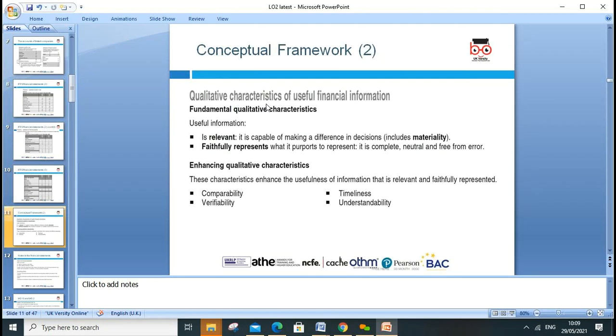Then we have the conceptual framework and the underlying principles. In financial statements, there should be the qualities of relevance and faithful representation. Relevant information is capable of making a difference in decisions and includes all the material figures. Faithful information should be neutral, complete, and free from error. These enhance and help to increase trust. These are the characteristics which we can use: comparability, verifiability, timeliness, and understandability.